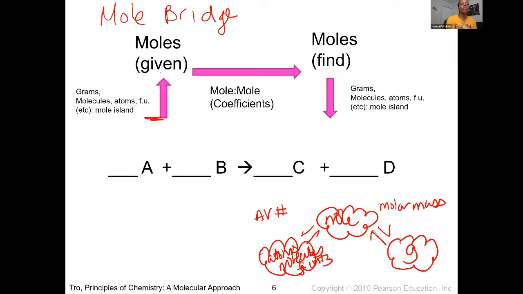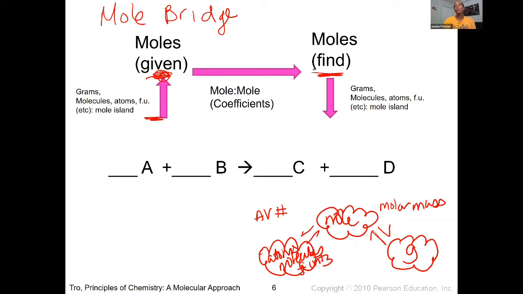Then after you've gotten to moles of the given, our next step is to walk across the bridge, to get to the other side, to talk about the compound or element that we care about, the thing we're trying to solve for. And to cross the bridge, that's where you're going to apply the mole-to-mole ratio, or the coefficient conversion factor that exists.